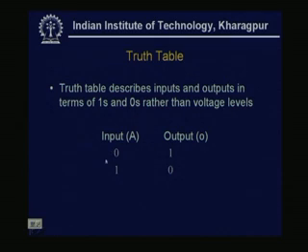So, just now what we have seen, input A, as it is only a single input line, can be either 0 or 1, and the output will be 1 if it is 0, and 0 if it is 1. So, this is the truth table concept.